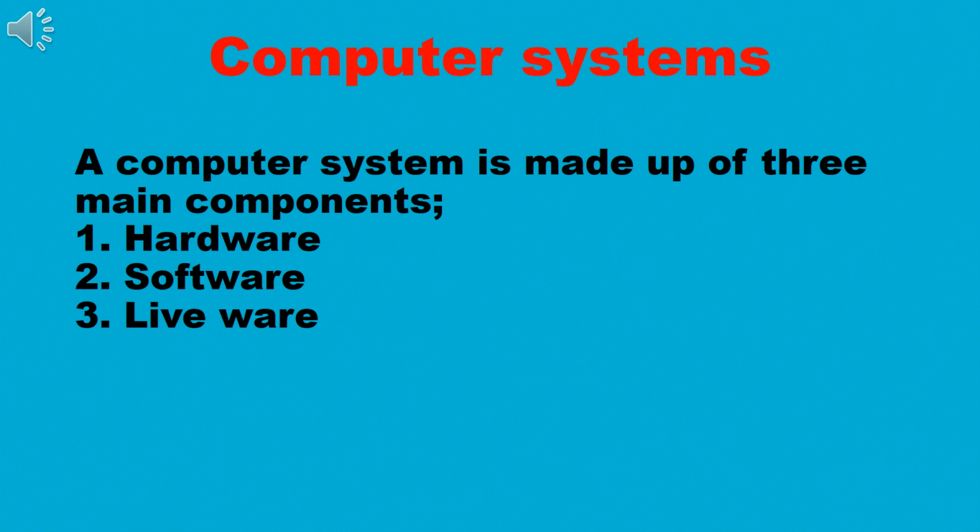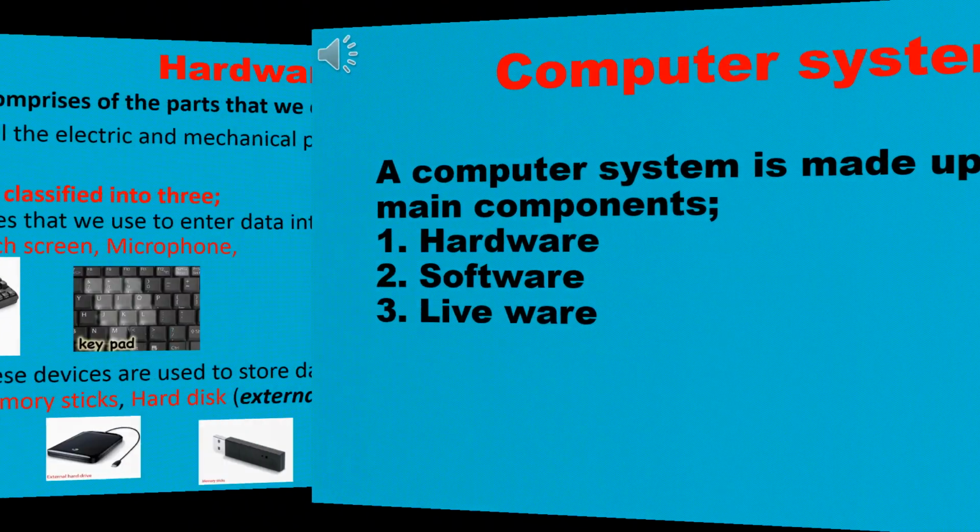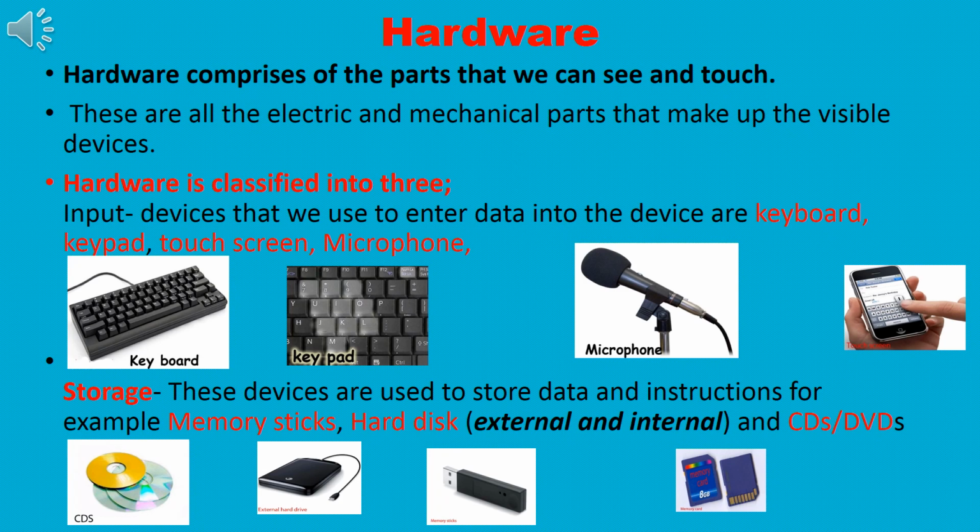Computer systems. A computer system is made up of three main components: hardware, software, and liveware. Hardware. Hardware comprises of the parts that we can see and touch. These are all the electric and mechanical parts that make up the visible devices. Hardware is classified into three.